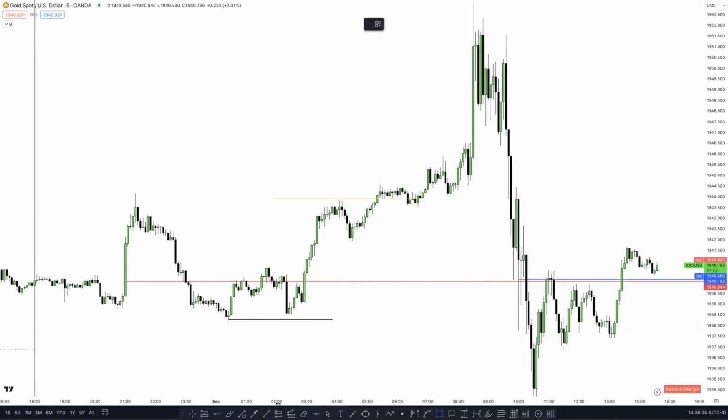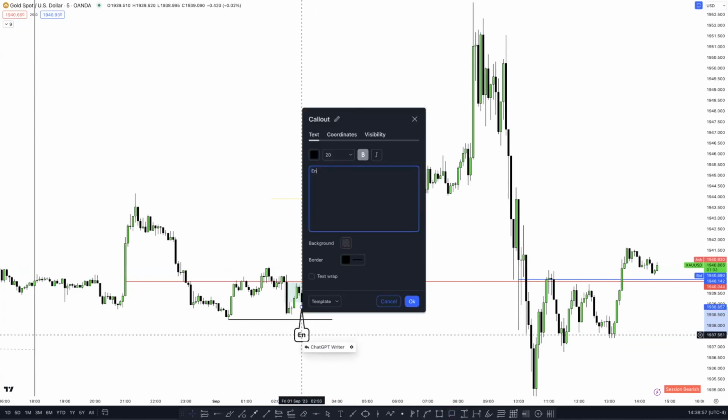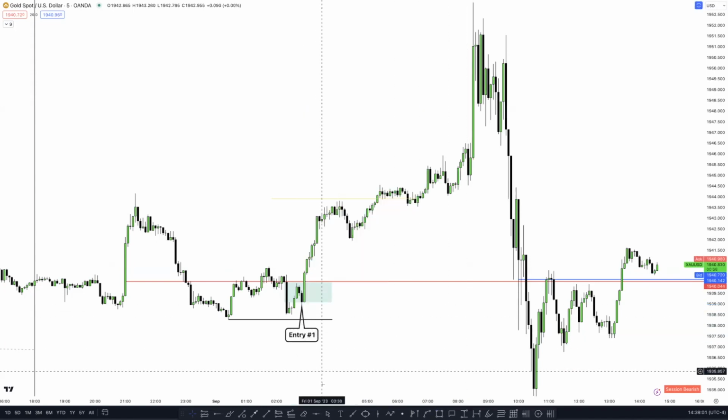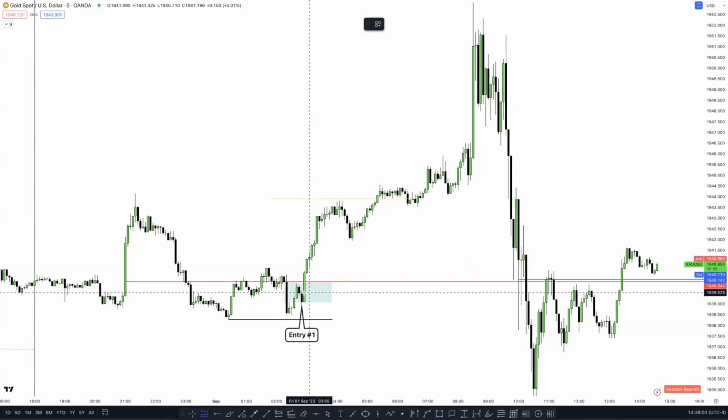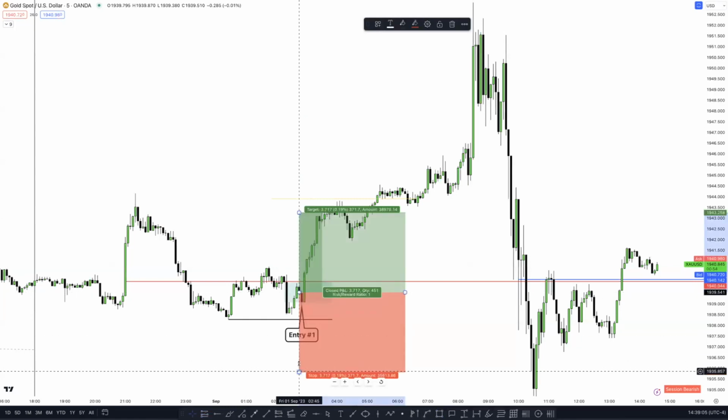So you can see here we have a fair value gap. Okay, it's a fair value gap right there. When price trades through the 50% of the fair value gap, you can use it as an inverse fair value gap, right? So this is your entry point number one. Right there, you keep your stop at the low.